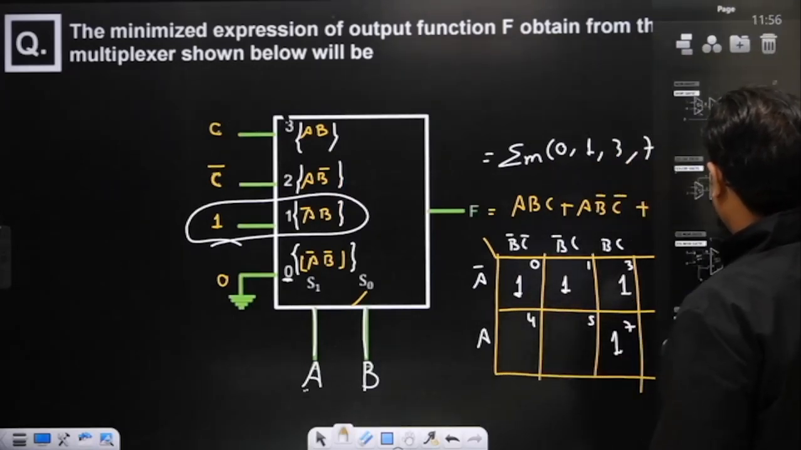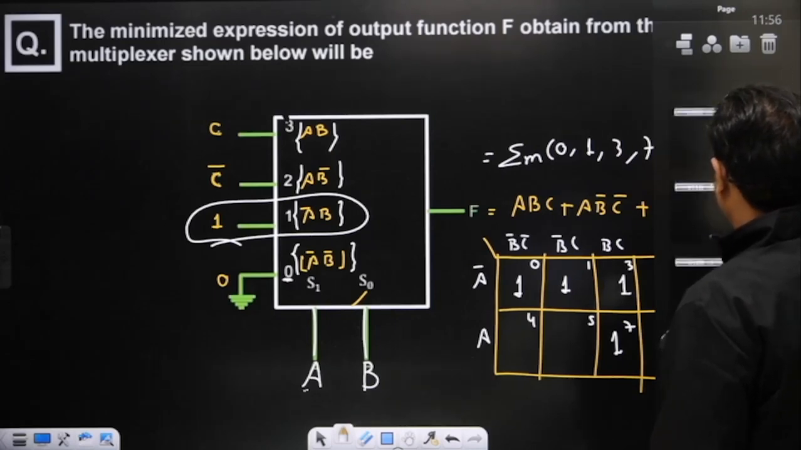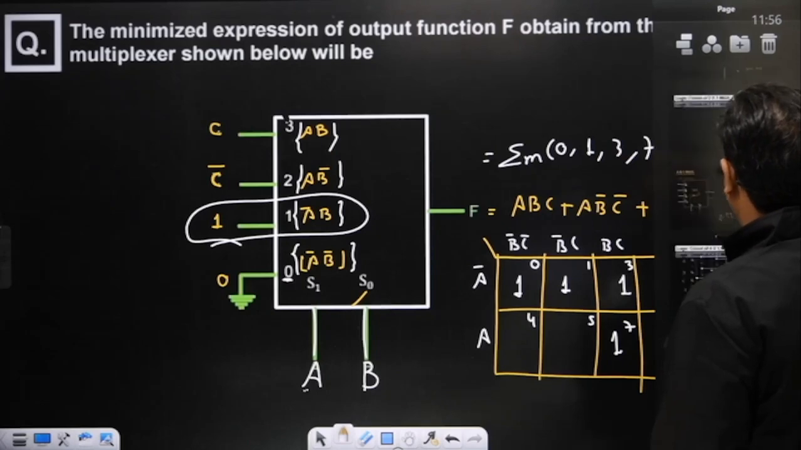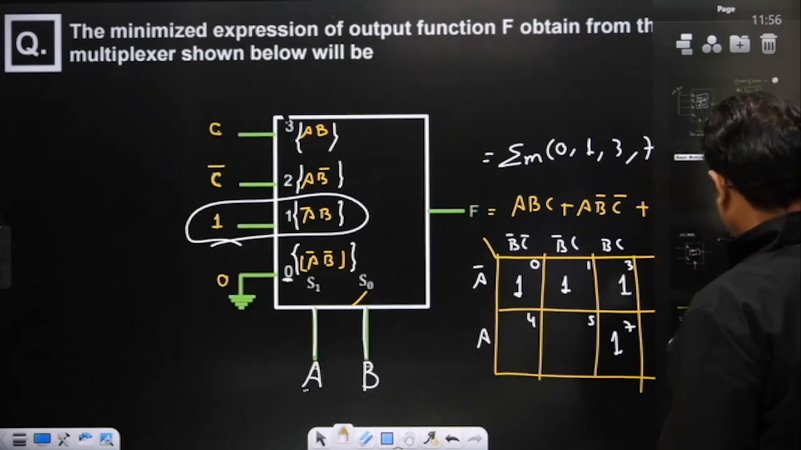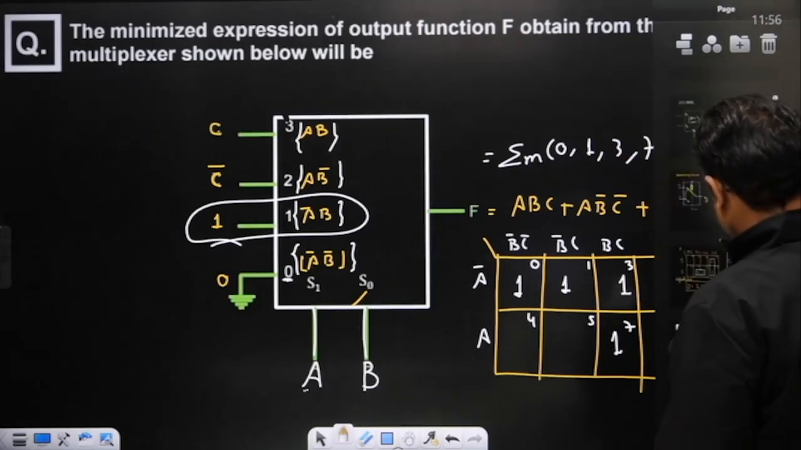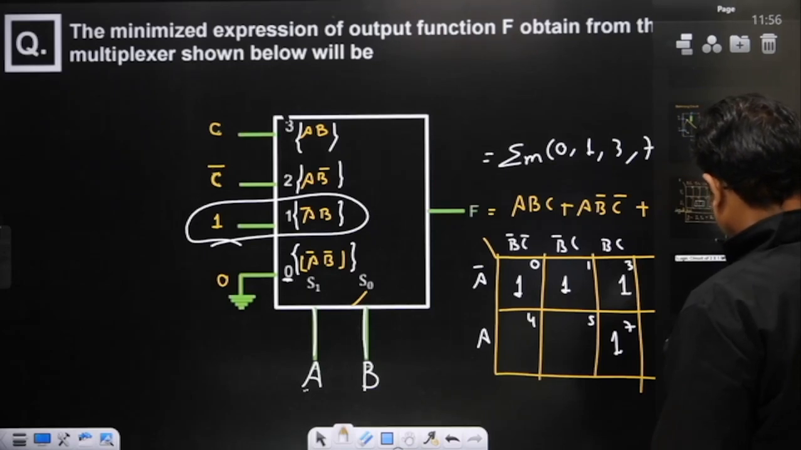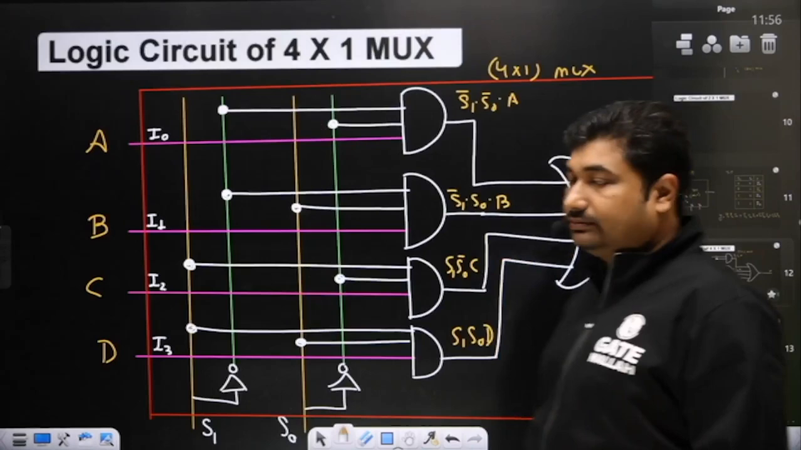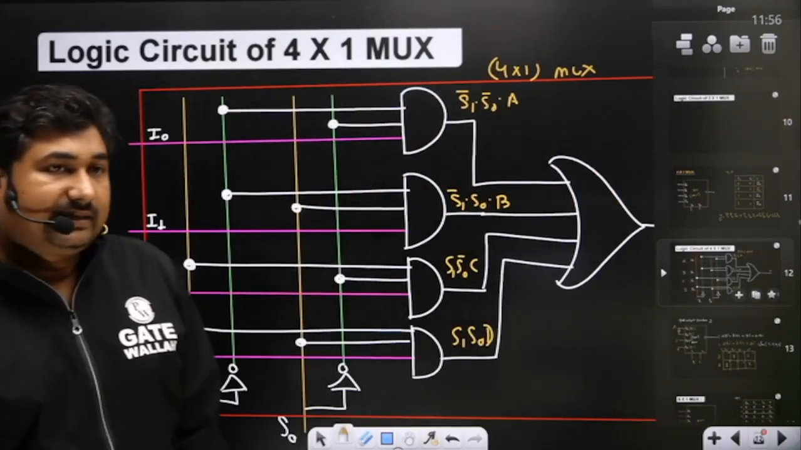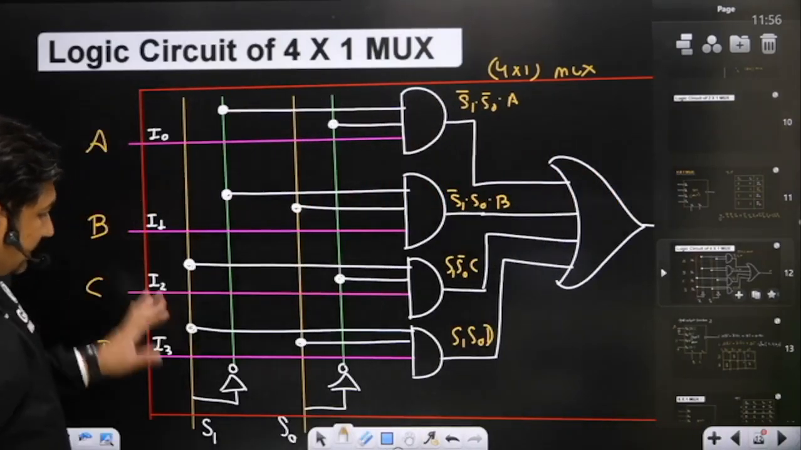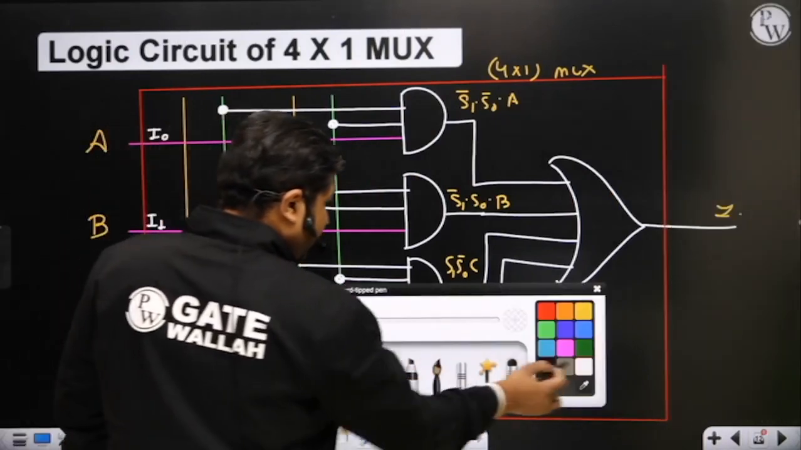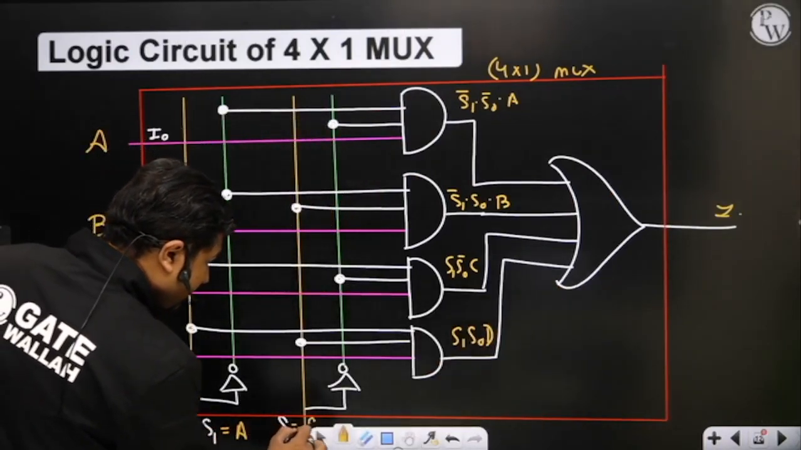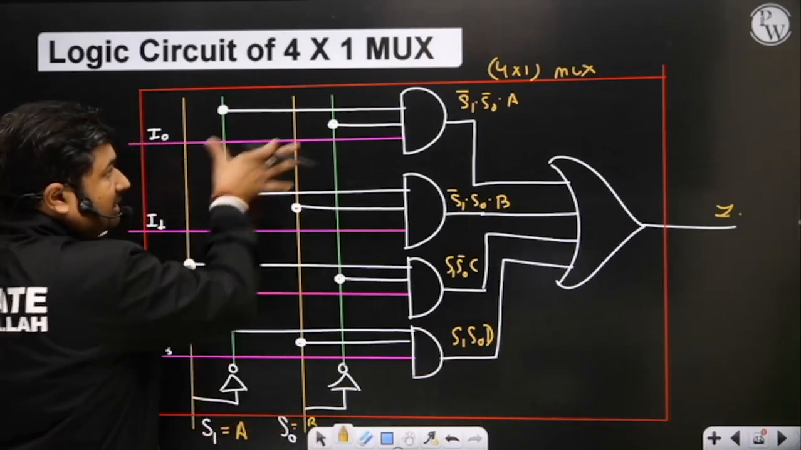Let's come to the circuit again. I think your confusion will vanish only after seeing this. Now see the circuit. If you observe the circuit here, you are applying B here, A here, B here. So these things will remain the same.